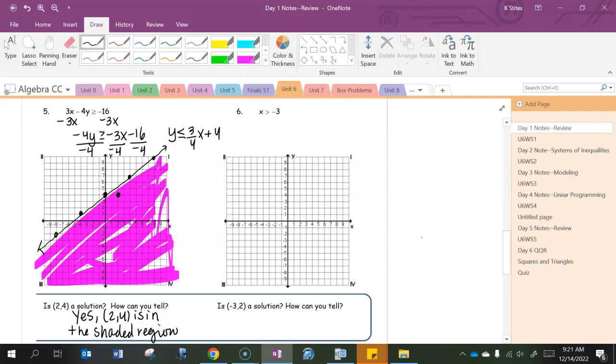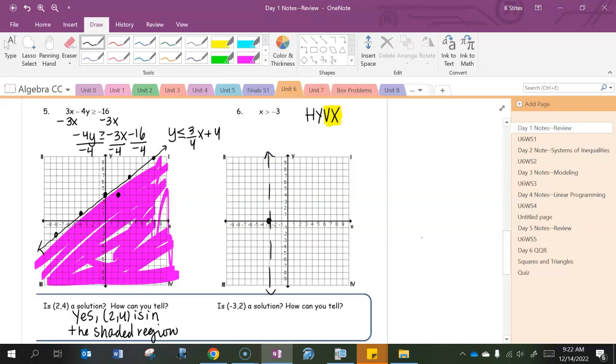All right, so now number 6, see if you can remember what type of line this is. We used to use our phrase HYVX. This is an X line, which makes this vertical. Go ahead and find your -3. Make sure you're on your x-axis, but again, you don't have a line that is equal to, so make sure we have a dotted vertical line.